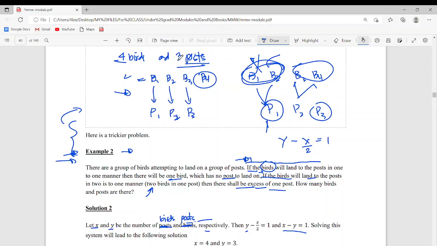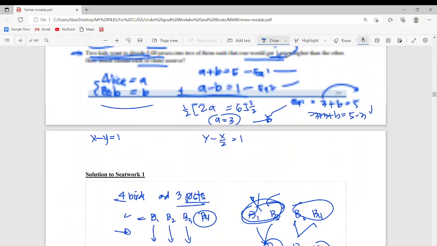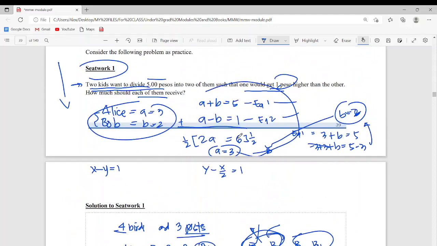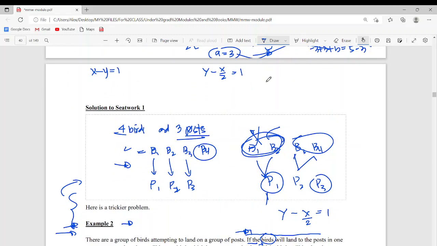Now, let's try to answer this one, up here. Since we have y minus x over 2 is equal to 1, and the other equation x minus y is equal to 1, if we use these, it's actually much easier. This is the shortcut method, so let's try to do that now. Since we need to eliminate one variable, we could eliminate x, but it's easier to eliminate y.